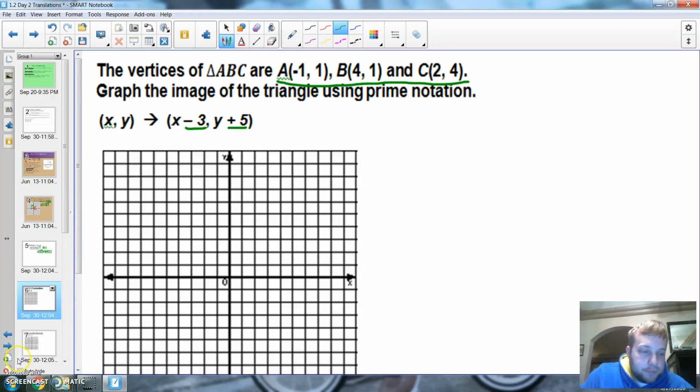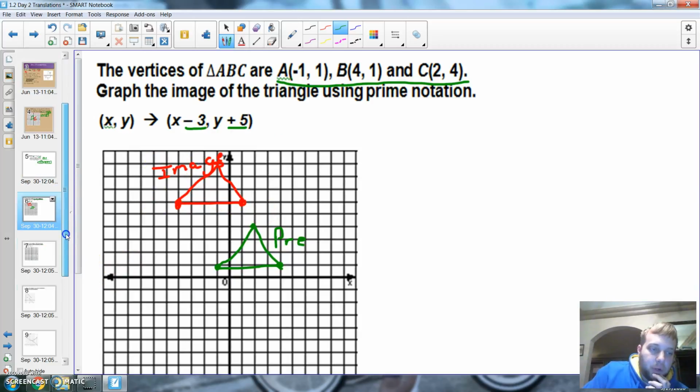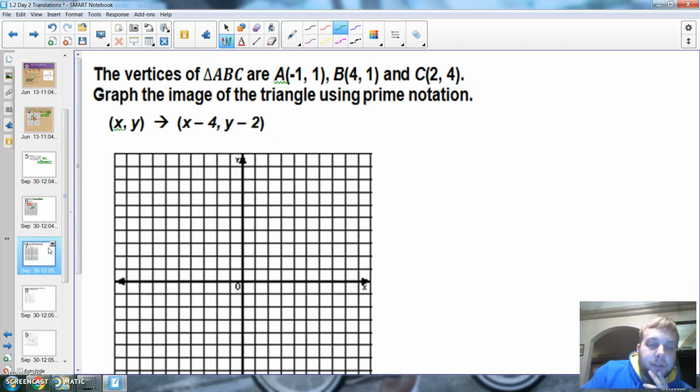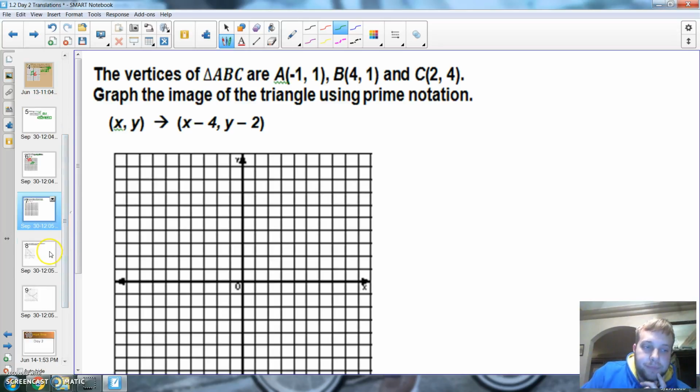All right. I told you to pause it. So anyways, here's the answer. The pre-image should look something like this. And then once you go back 3 and up 5, you should end up with an image like that. All right, moving on. There's another one here. You can try working on that one too as well.